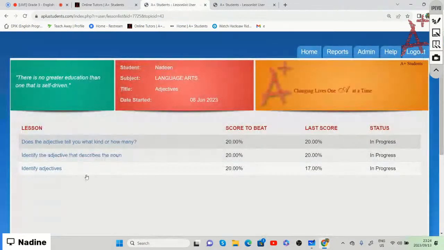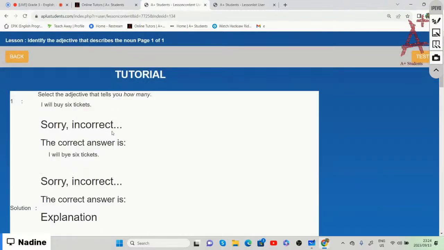All right. So that is it when it comes to adjectives telling us either what kind or how many. Now we are going to identify the adjectives that describe the noun.